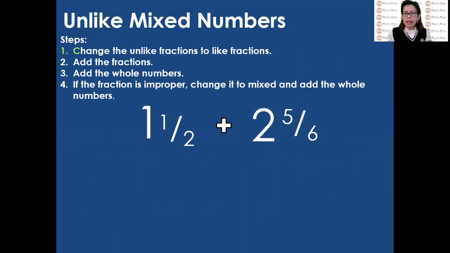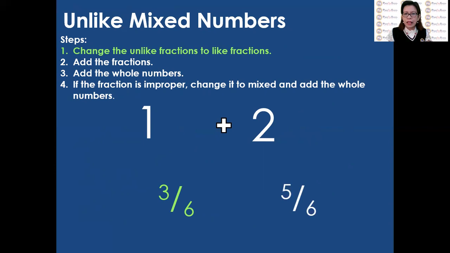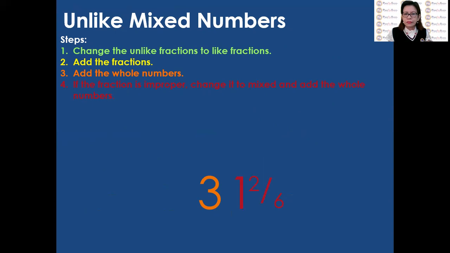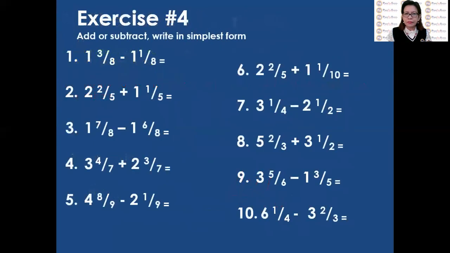Okay, supposing we're adding two mixed numbers here with unlike fractions. Remember, you change the unlike fractions to like fractions. Okay, and then we're going to add the fractions. And then we're going to add the whole numbers. Okay. The answer is 4 and 1 out of 3.